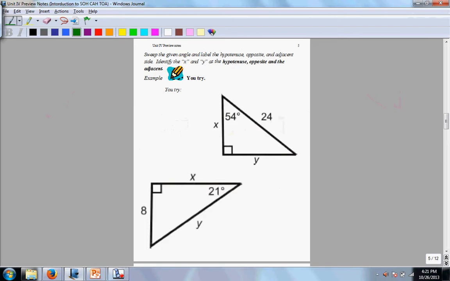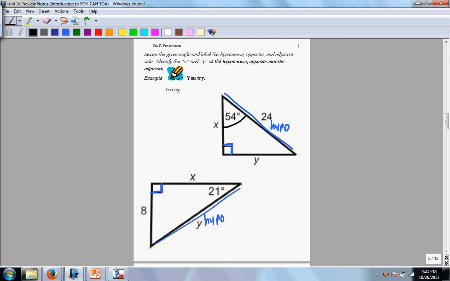Okay, let's see how you did. So in this diagram, let's start by labeling the hypo. So there's your right angle. That makes this 24 the hypotenuse. And here is your right angle. That makes this the hypotenuse.